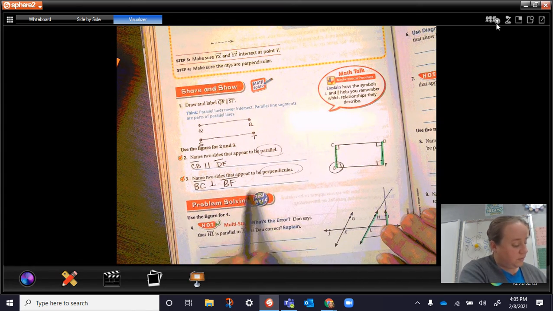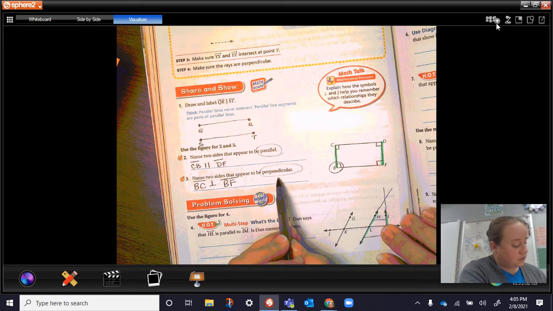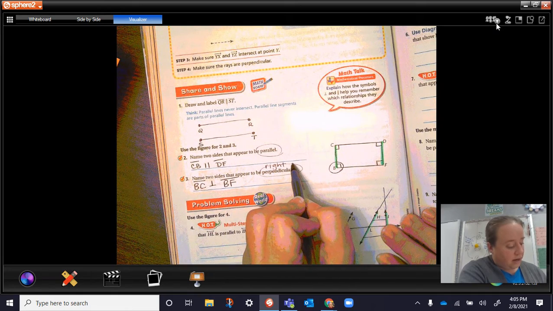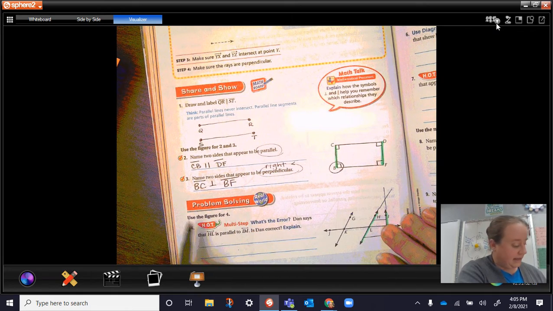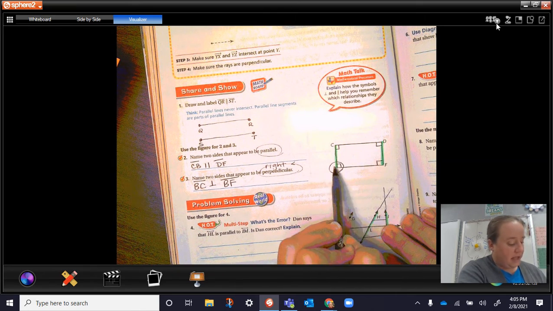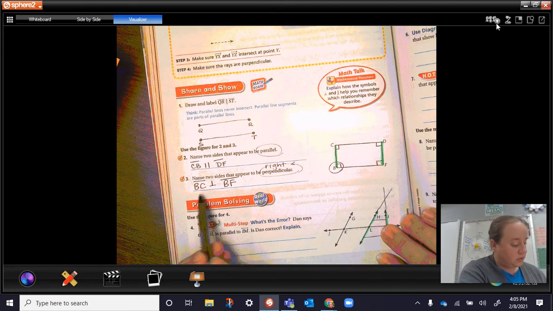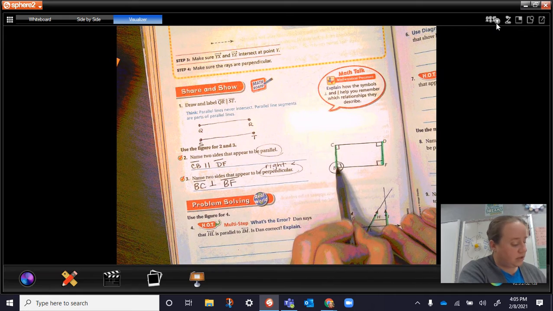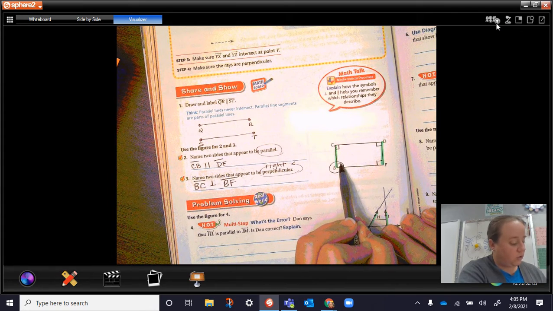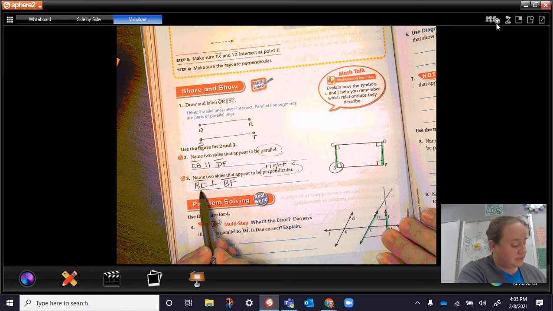The other one here is perpendicular. When you see this word, I want you to think that's that right angle, that forms 90 degrees, that looks like that L shape. So here we saw this is a rectangle, so all of our corners form 90-degree angles. We just picked one. So this line segment here is perpendicular to this line segment here, because when they meet at point B, they form that 90-degree angle. So BC is perpendicular to BF.